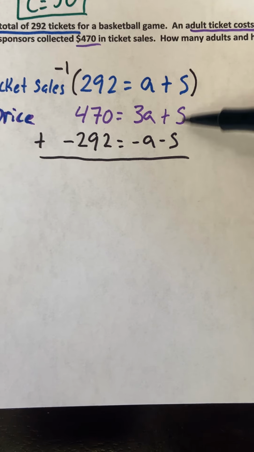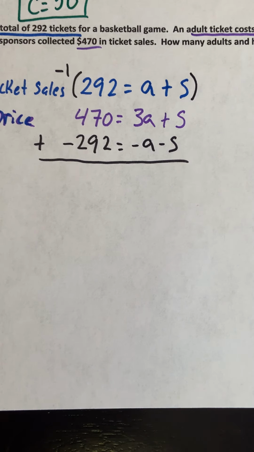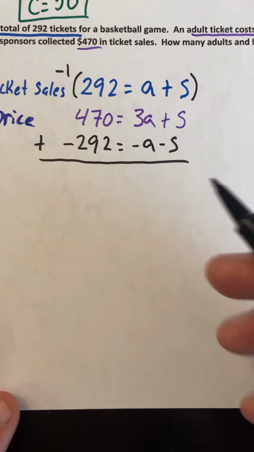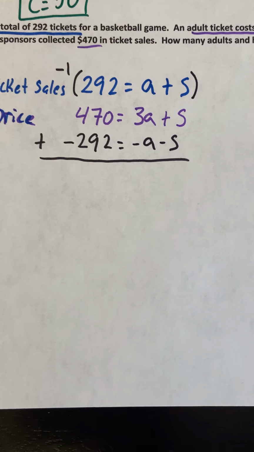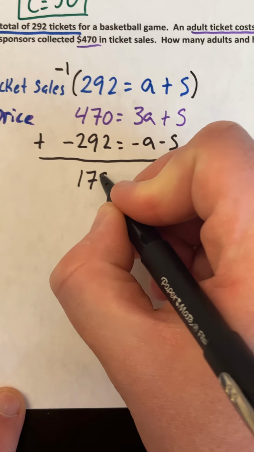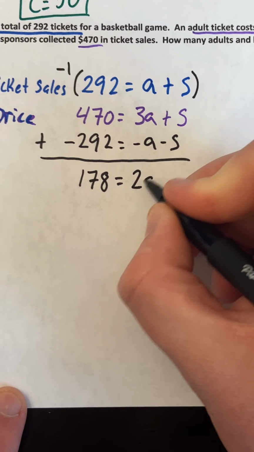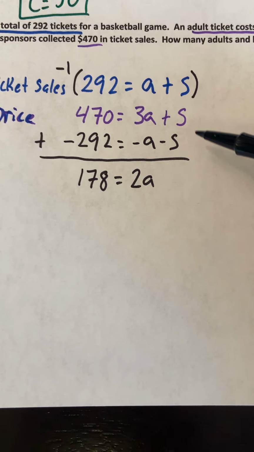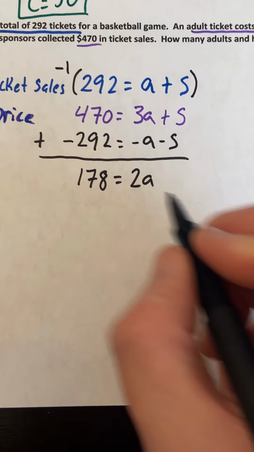It's exactly what we want. Look at my s's, right? We've got opposite coefficients. Now we're ready to add and eliminate that s variable. On the left here, I've got 470 minus the 292, which is 178. 3a minus 1a means you have 2 a's. And then s minus s, right, that's going to eliminate. That's going to go away, which is exactly what we wanted.